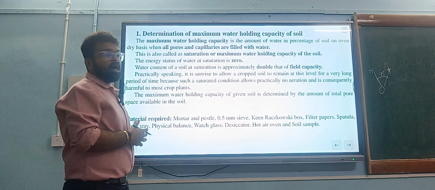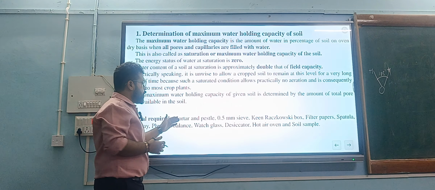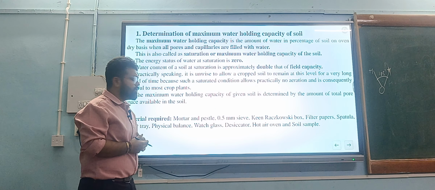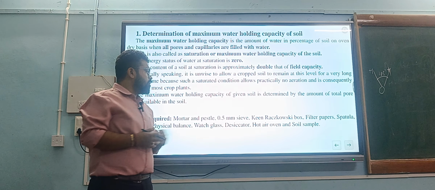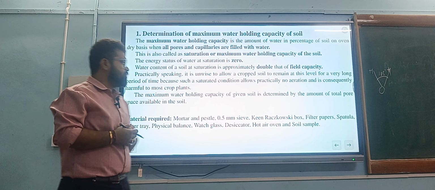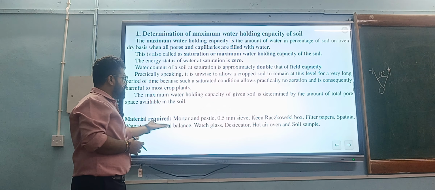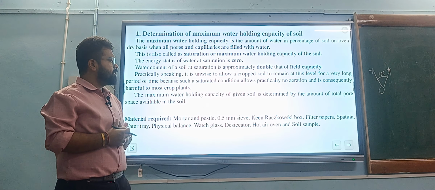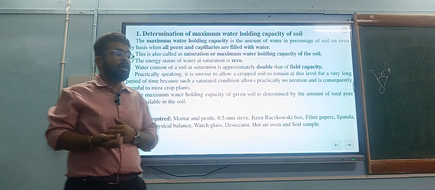Under that condition, how will we measure the moisture content? For this, the materials required are a mortar and pestle, a 0.5 mm sieve, a Keen's box or Keen-Raczkowski box, filter paper, spatula, a tray, a physical balance, watch glass, desiccator, hot air oven, and the soil sample required for determination of maximum water holding capacity.